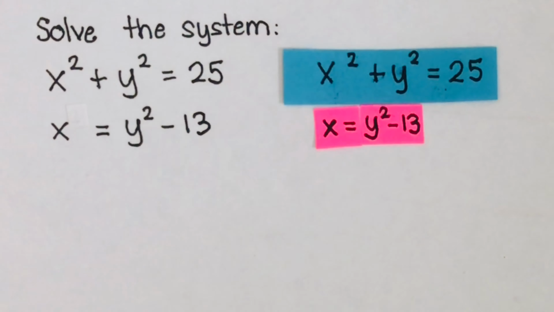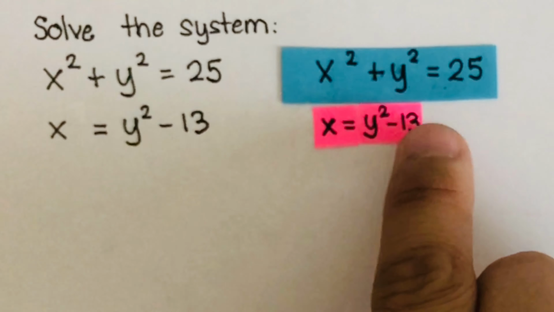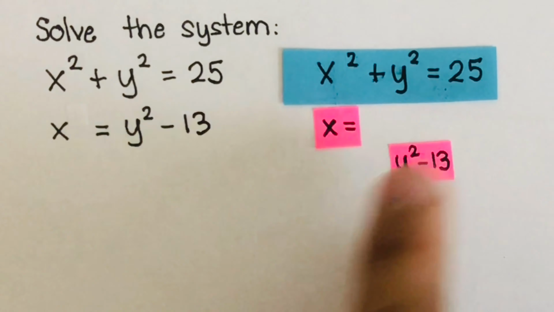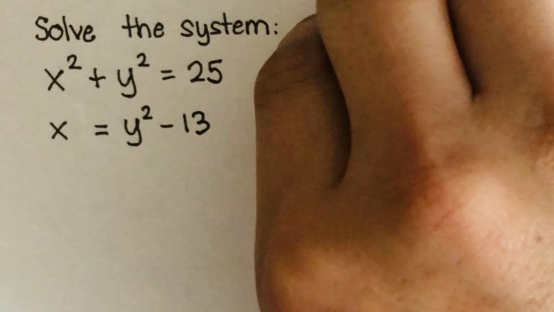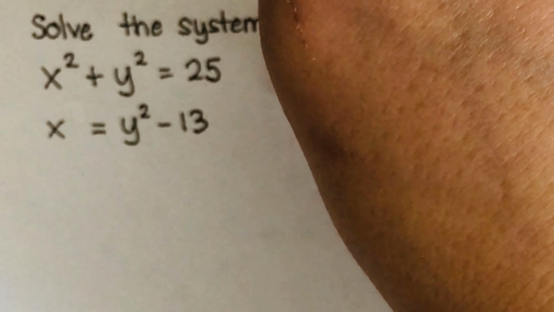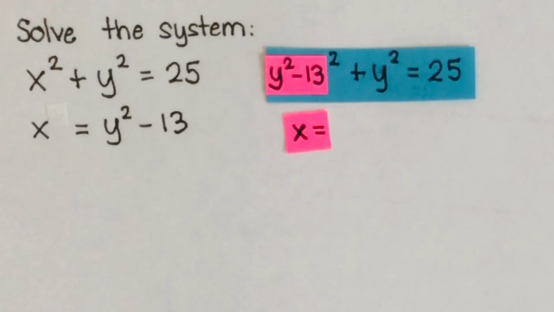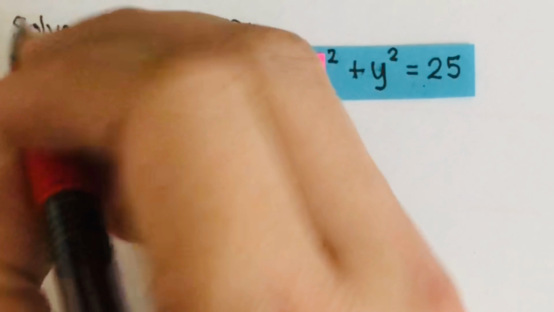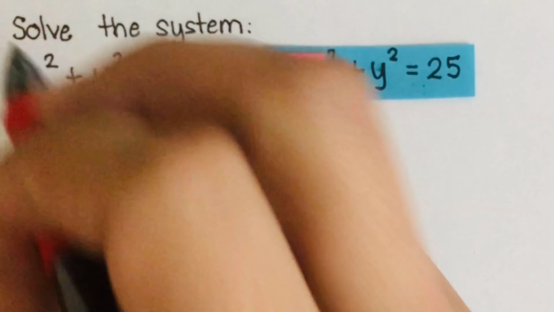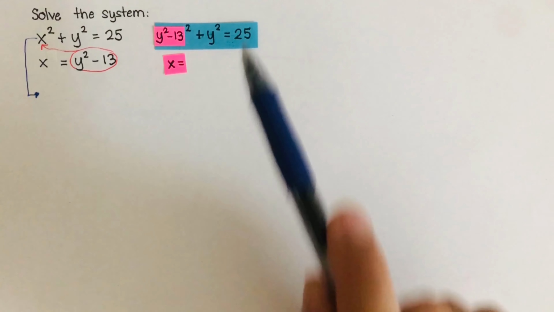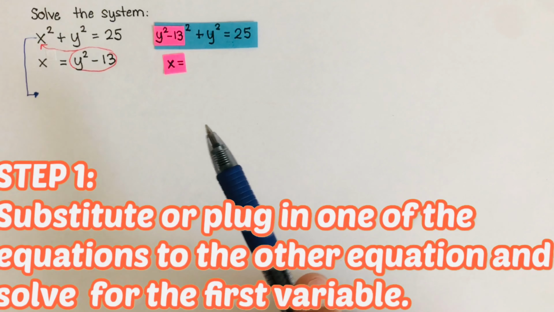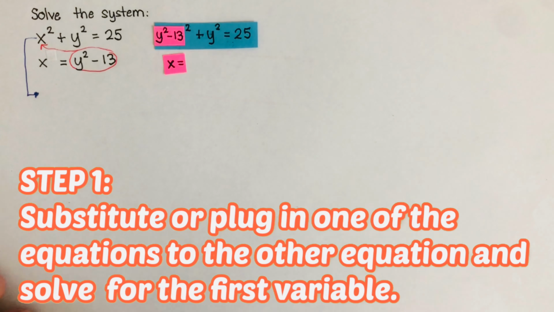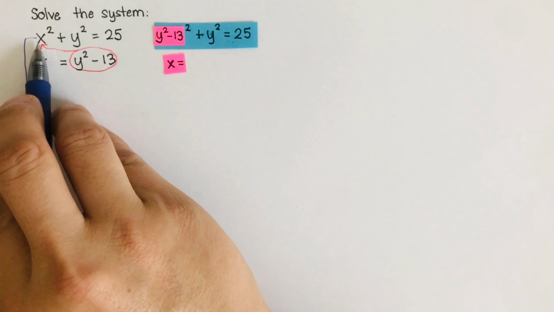So let's start first by taking this y squared minus 13. I'll take this, that is equal to x. So I am going to cover the x, but not the squared, because this value is only for the x. So I will cover that up there. Then what happened is that this whole thing, y squared minus 13, was plugged into the x since this whole thing was equal to the x. We actually did part of the first step, which is to substitute or plug in one of the equations into the other equation and solve for the first variable. So what I did was I plugged in this part right here into the other equation.